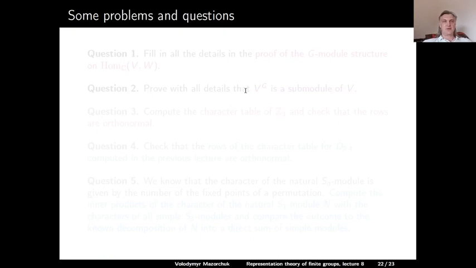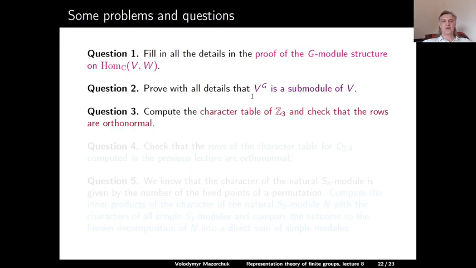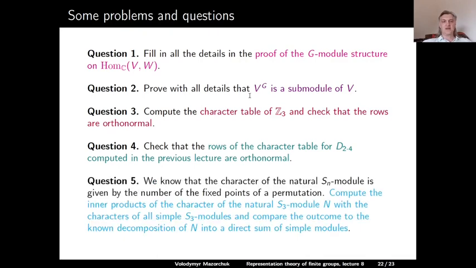Okay, let us finish with some problems and questions. Question 1. Fill in all the details in the proof of the G-module structure on the space of all linear maps from V to W. Question 2. Prove with all details that the trivial part of V is a submodule of V. Question 3. Compute the character table of Z3 and check that the rows are orthonormal. Question 4. Check that the rows of the character table of D2 times 4, which was computed in the previous lecture, are orthonormal.